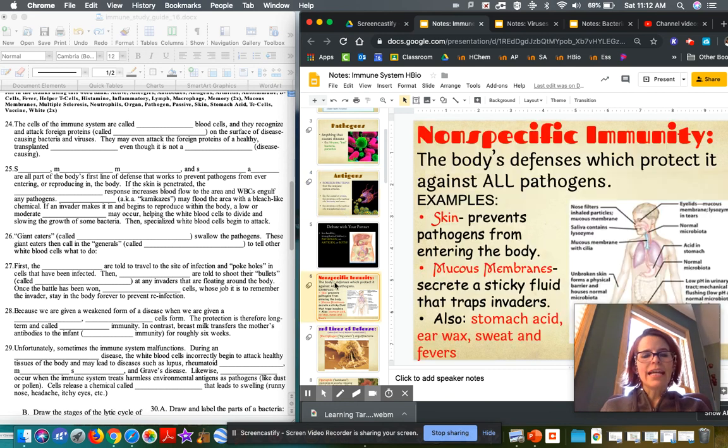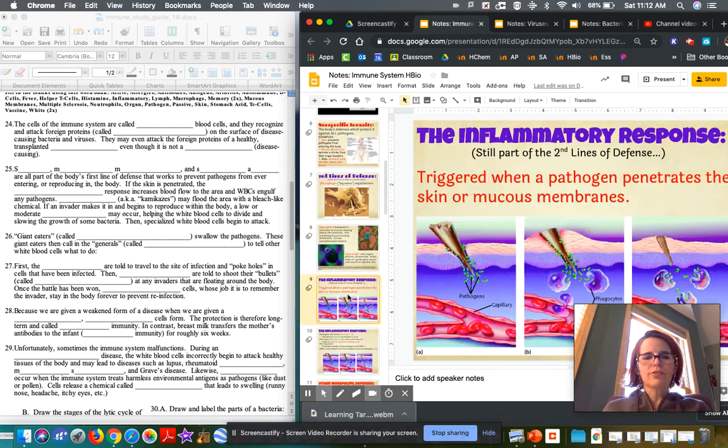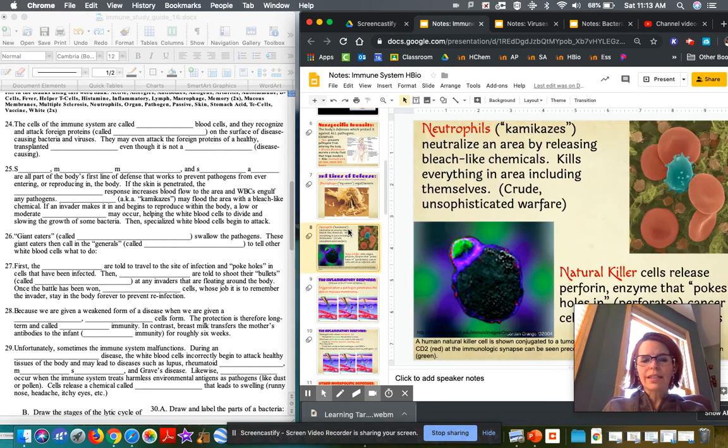All right, and then for the non-specific immunity, question 25, skin, mucous membranes, and stomach acid are all part of the body's first line of defense that works to prevent pathogens from ever entering or reproducing in the body. If the skin is penetrated, inflammatory response increases blood flow to the area via the chemical histamine, and white blood cells engulf any pathogens. There's the neutrophils that we call the kamikazes because they drop this bleach-like chemical that kills those cells and themselves.